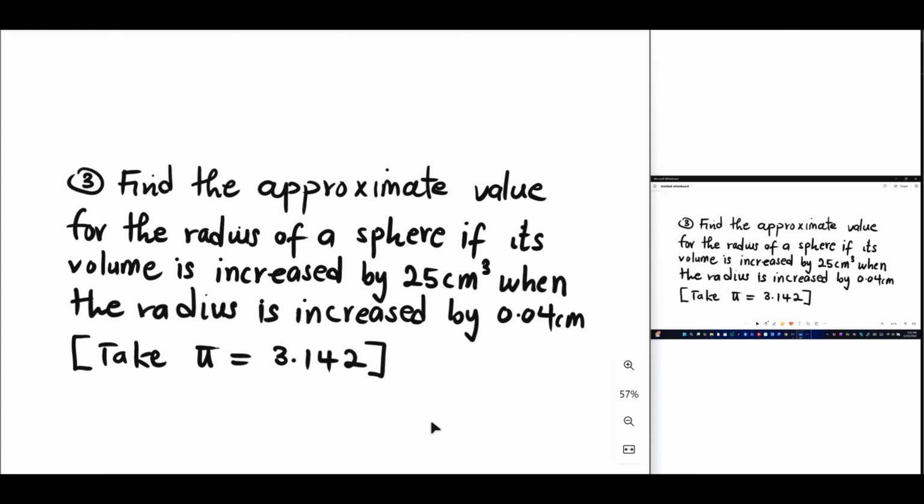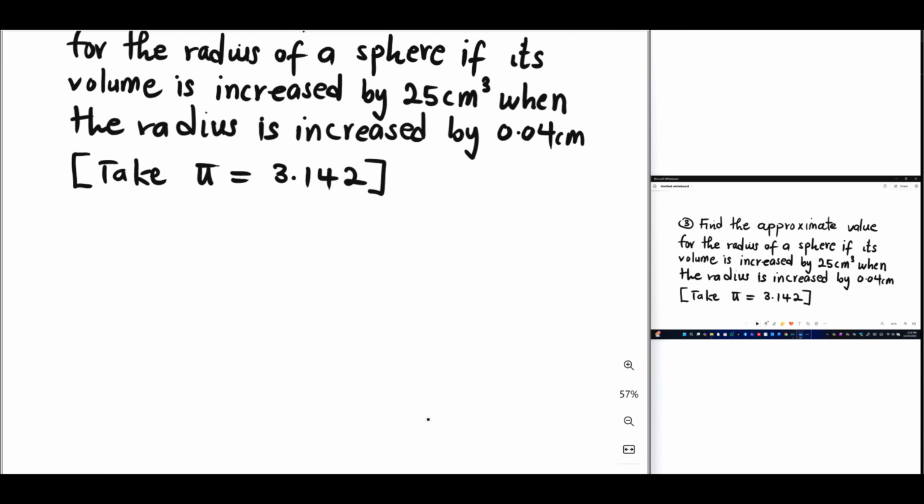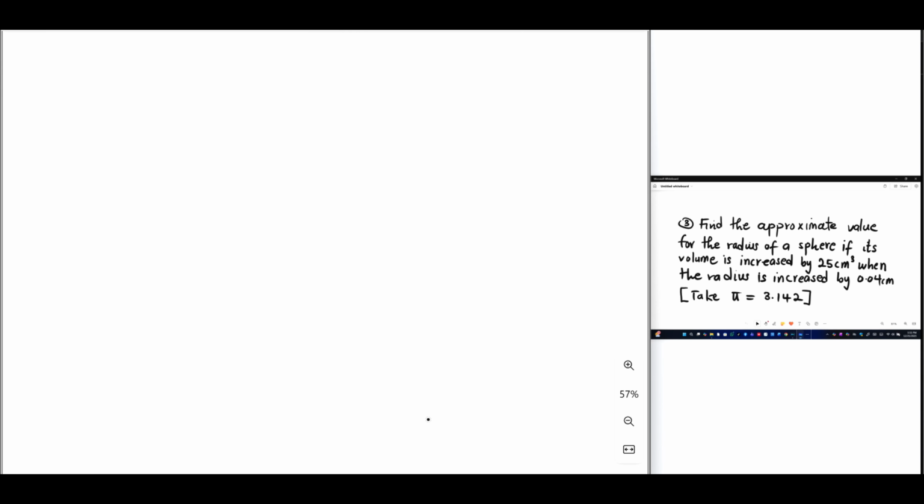We are to find the approximate value for the radius of a sphere if its volume is increased by 25 centimeters cubed when the radius is also increased by 0.04 centimeters. Take pi to be 3.142. So here we have been given the change that has occurred in the volume, because they are saying that the volume is increased by 25 centimeters cubed.